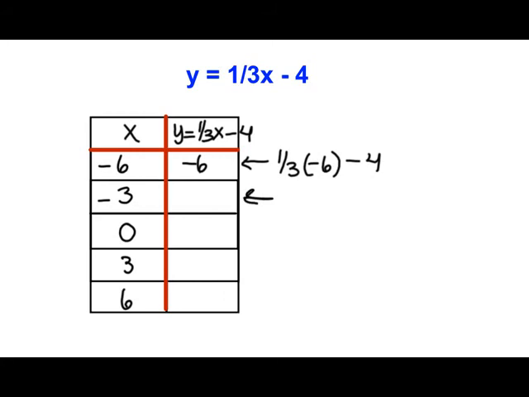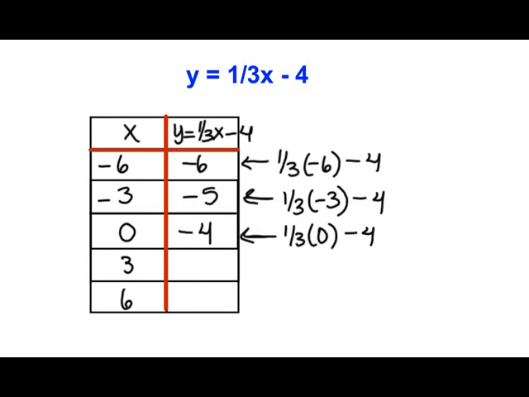Let's try another one. 1/3 times negative 3 is negative 1. Minus 4 is negative 5. 0. 1/3 times 0 is 0, so it's always a good one to pick. Minus 4 is negative 4. 1/3 times 3. 3 divided by 3 is 1. Minus 4 is negative 3.